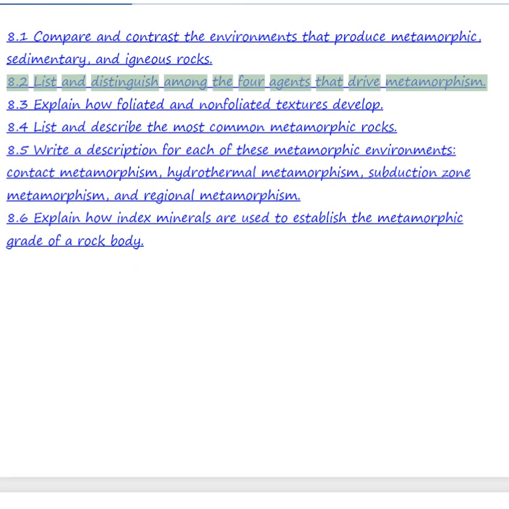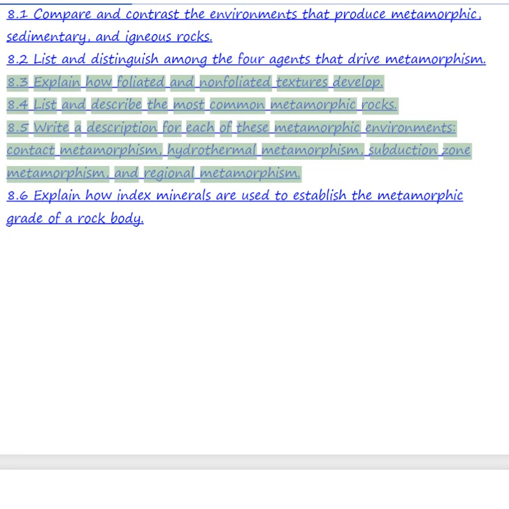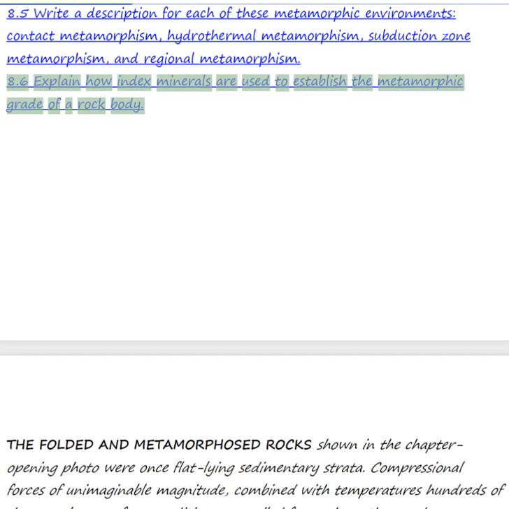8.2 List and distinguish among the four agents that drive metamorphism. 8.3 Explain how foliated and non-foliated textures develop. 8.4 List and describe the most common metamorphic rocks. 8.5 Write a description for each of these metamorphic environments: contact metamorphism, hydrothermal metamorphism, subduction zone metamorphism, and regional metamorphism. 8.6 Explain how index minerals are used to establish the metamorphic grade of a rock body.